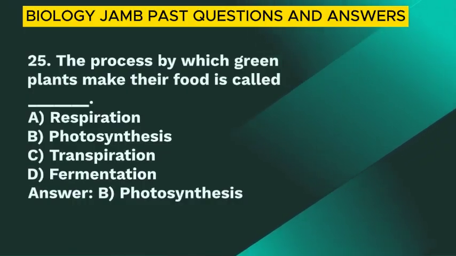Question number 25. The process by which green plants make their food is called A. Respiration, B. Photosynthesis, C. Transpiration, D. Fermentation. The answer is photosynthesis, which is B.